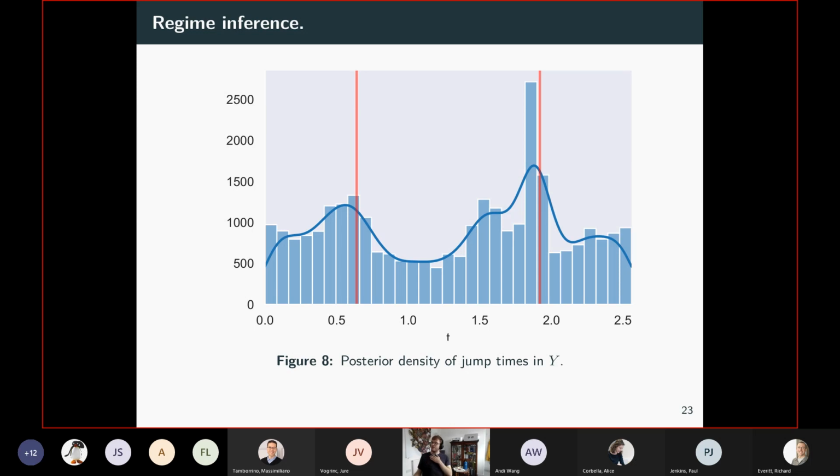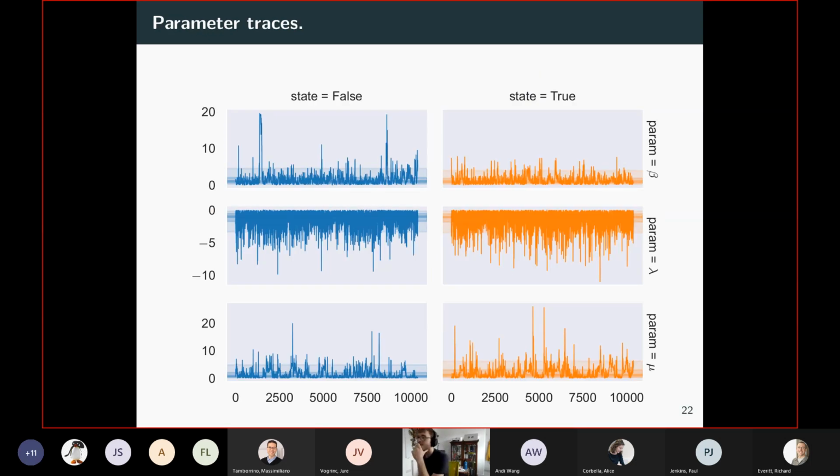And so essentially, the consequence of that is that the parameters themselves are going to be quite ill-identified a posteriori. Anything else I could say about this output?